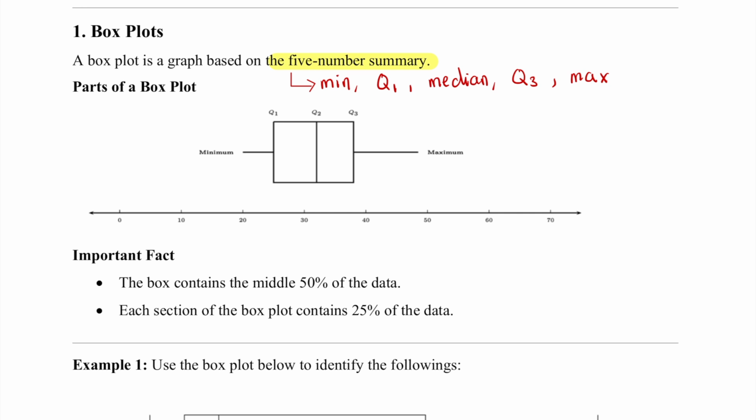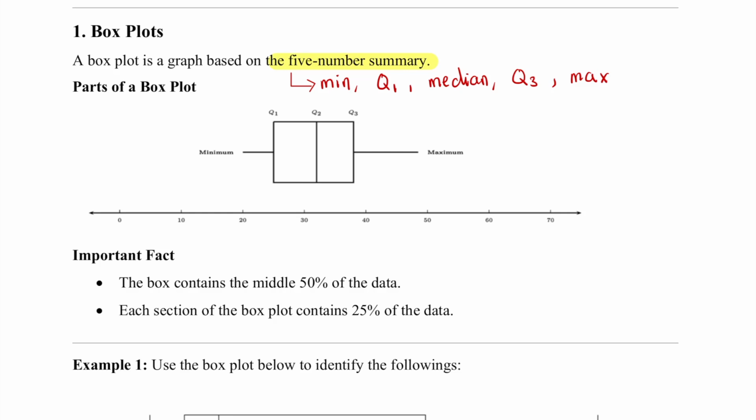So here's an important fact students often forget. The box contains the middle 50% of the data. Let me say that again. The box contains the middle 50% of the data. This means that half of all observations fall inside the box. Another important fact is each section of the box plot contains 25% of the data.